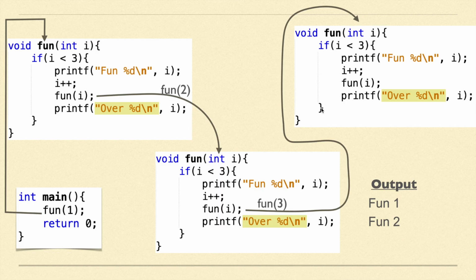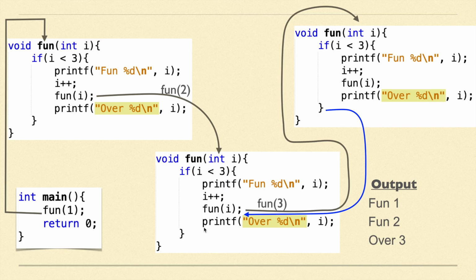Now after the if or outside the if, there is nothing more to be executed. It means it is done. So what happens? The control comes back to the place from where fun of 3 is called. This is very important. Now there is one more statement to be executed. Here the I value is 3. So over 3. After printing over 3, now nothing more to be executed here.